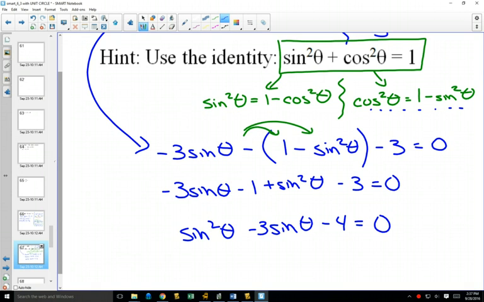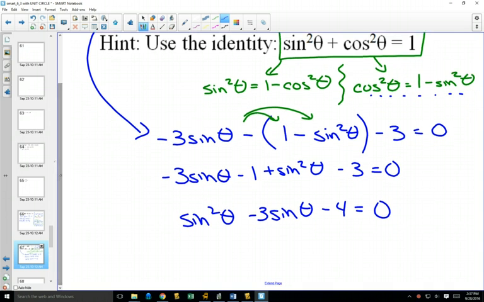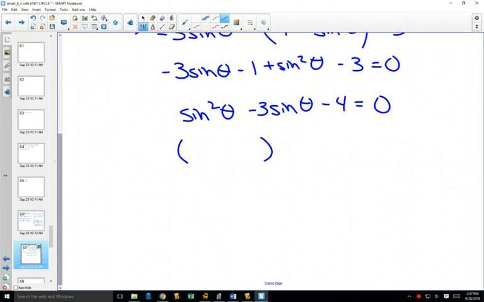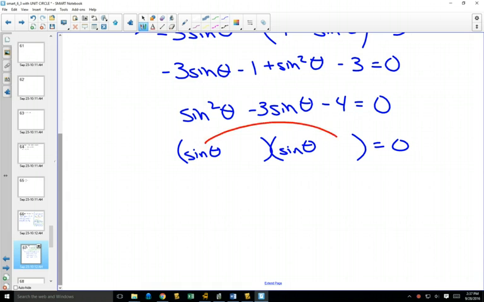So now we have to decide, can I factor this? If I can't factor this, I'm going to need my quadratic formula. We're going to start by trying to factor it, because if you can factor it, it will be faster. Well, the first one is sine squared. What's the only way I can get sine squared? It's got to be sine and sine. My last number is a 4. It could be 1 and 4 or 2 and 2. We need to have our outside and our inside make 3. So should I use 1 and 4 or 2 and 2? 1 and 4.